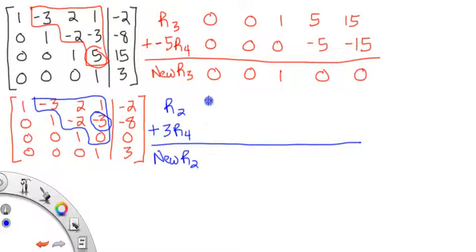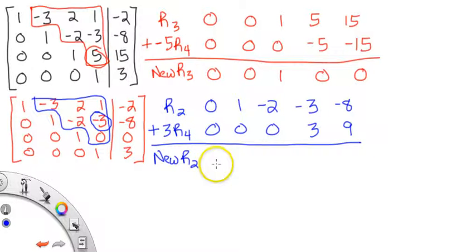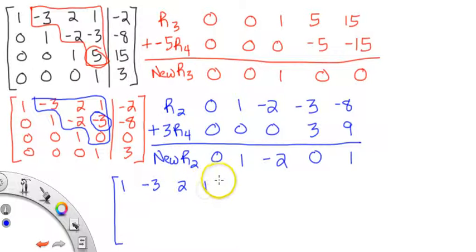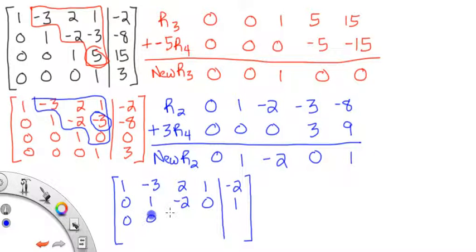So I have my original row 2 of 0, 1, negative 2, negative 3, and negative 8. And then 3 times row 4, 0, 0, 0, 3, and 9. Adding straight down then would give me 0, 1, negative 2, 0, and positive 1. And so now I will redraw my system with that new row 2. First row stays the same: 1, negative 3, 2, 1, and negative 2. Now I have a new row 2: 0, 1, negative 2, 0, and 1. My row 3 stays the same. And my row 4 stays the same.